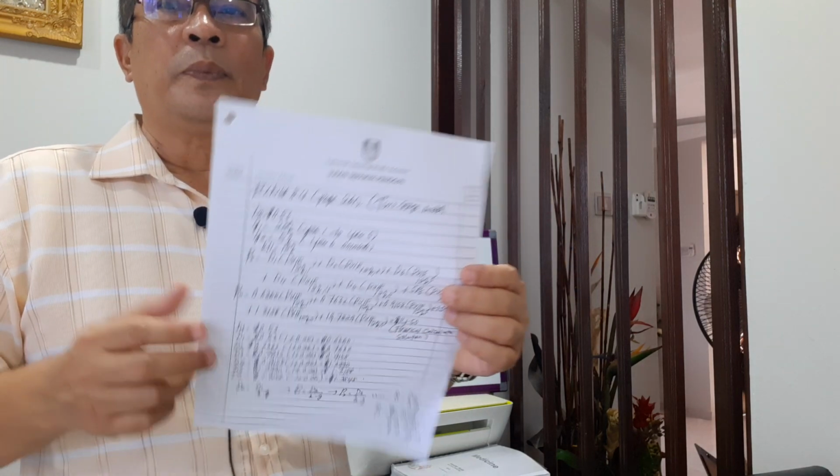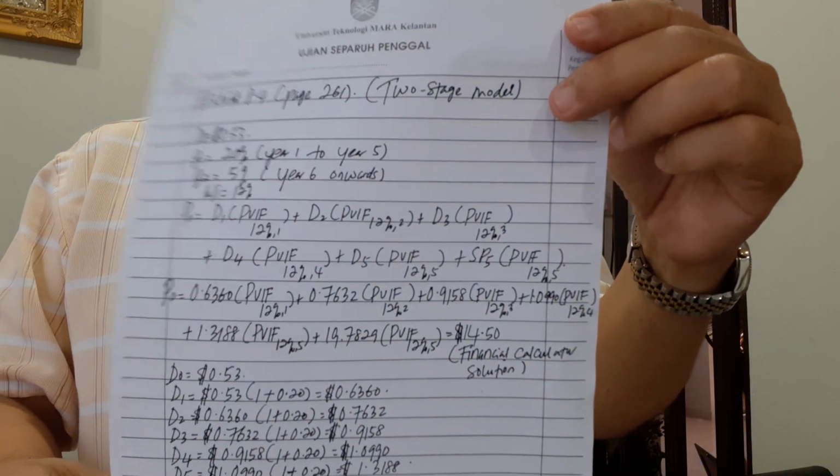In this case, the company has paid a dividend of 53 cents, and dividend is expected to grow at 20% per year for the next 5 years. So there are two G's here. We call them G1 and G2. G1 runs at 20% per year from year 1 to year 5, and G2 will start from year 6 onwards, until the indefinite future, easily said, until forever. And the required rate of return for this stock is 12%.